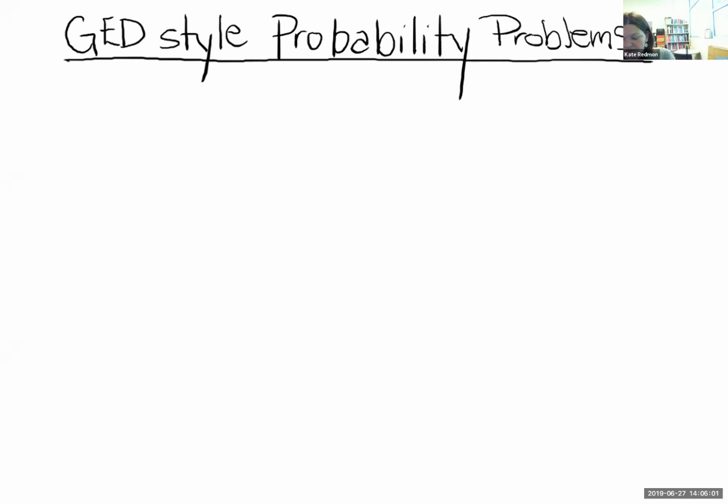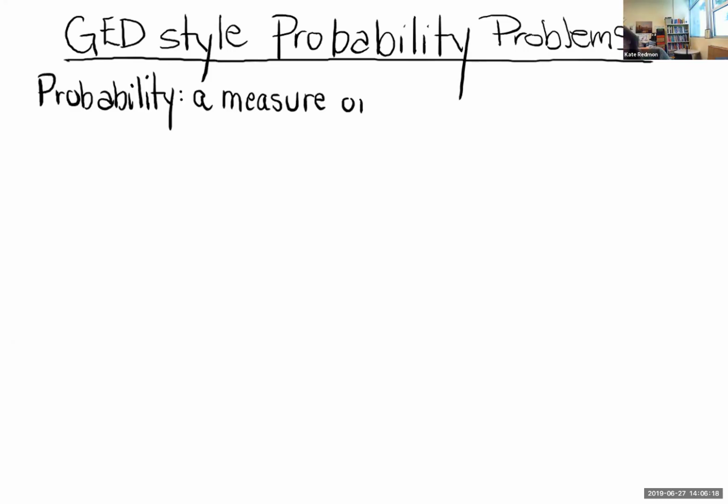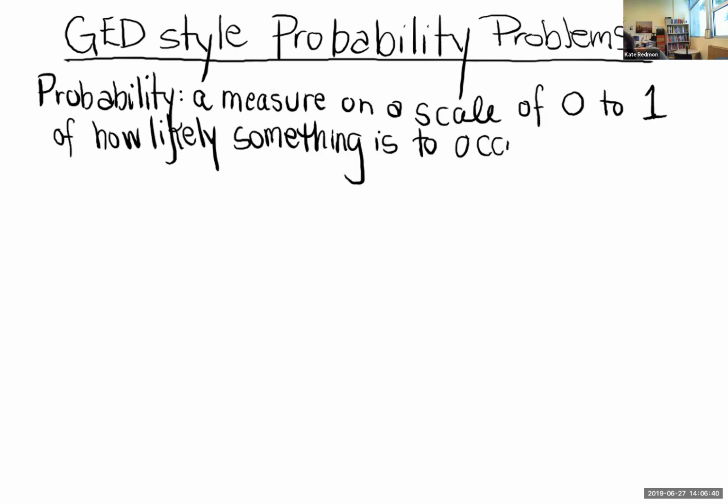So first of all, let's just define what probability is. Probability is a measure, so we're going to give it a number. And the measure is on a scale, and this is going to sound like a very small scale to you, of 0 to 1 of how likely something is to occur. So small scale starts at 0, goes to 1.